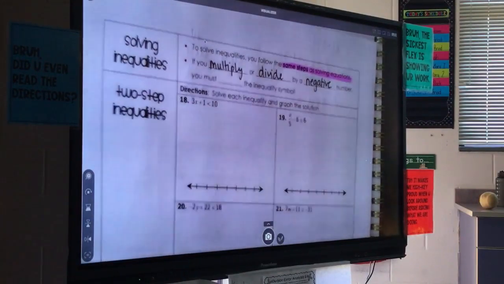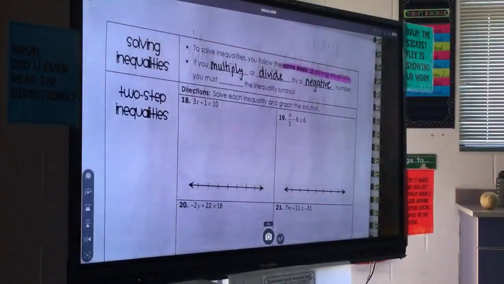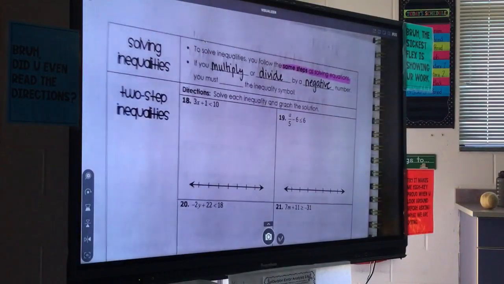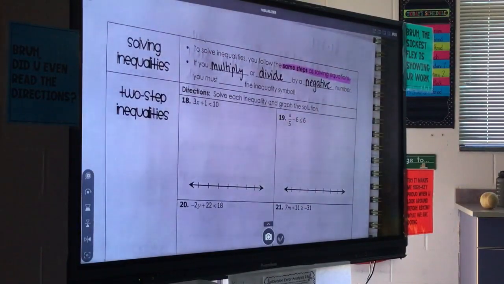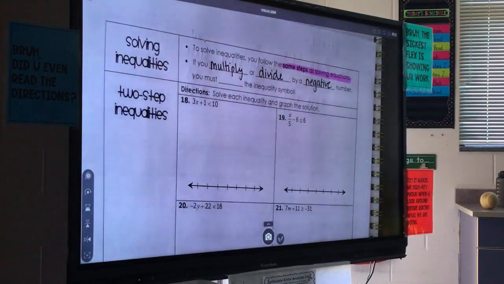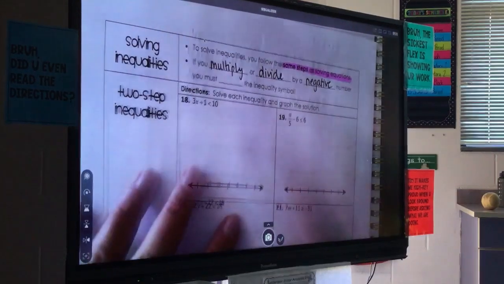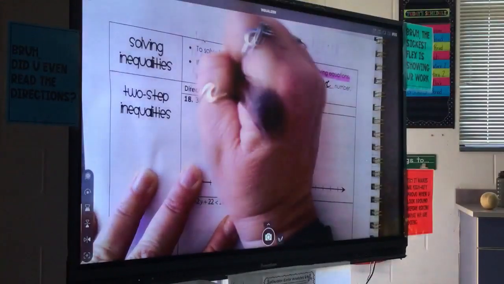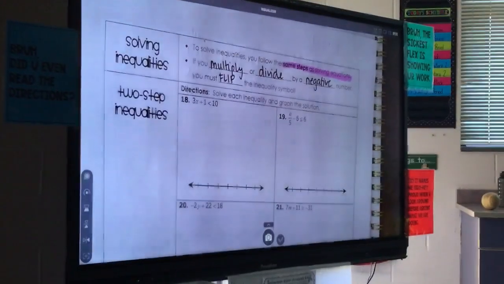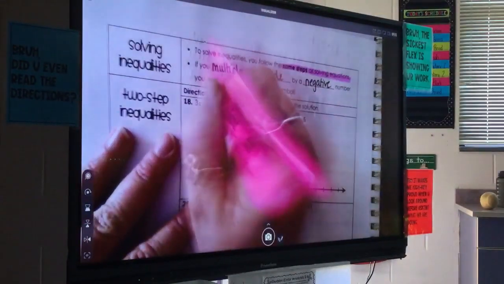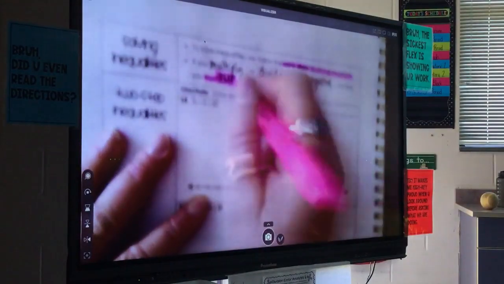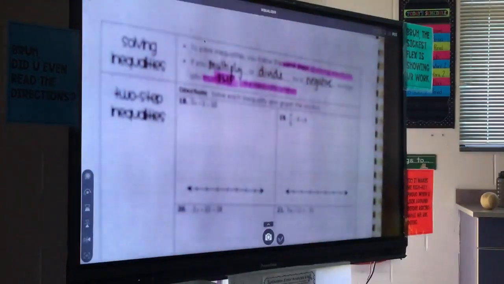You forgot? Lord. Cam, what do we do if we multiply or divide by a negative number when we're dealing with inequalities? Don't tell him, Jeffrey. I saw your lips moving. Don't play with me. What do you got to do? Yes. Thanks, Jeffrey. Great friend, Jeffrey. All right, you must flip the inequality symbol. You have to.